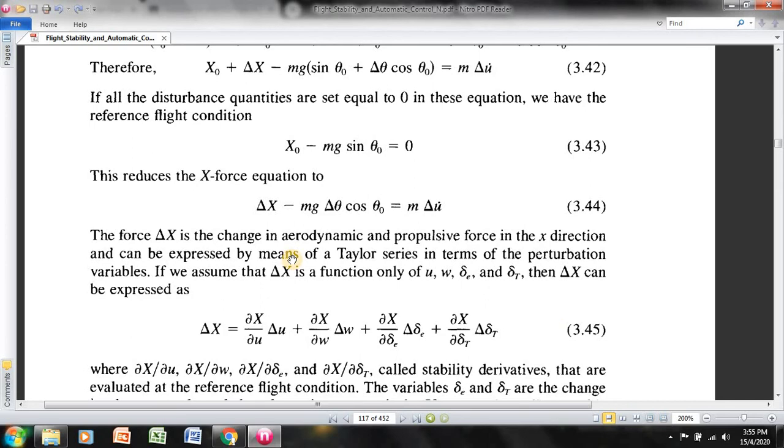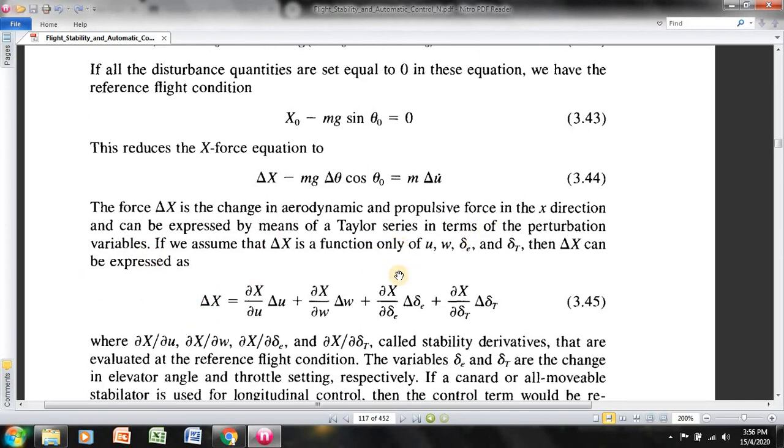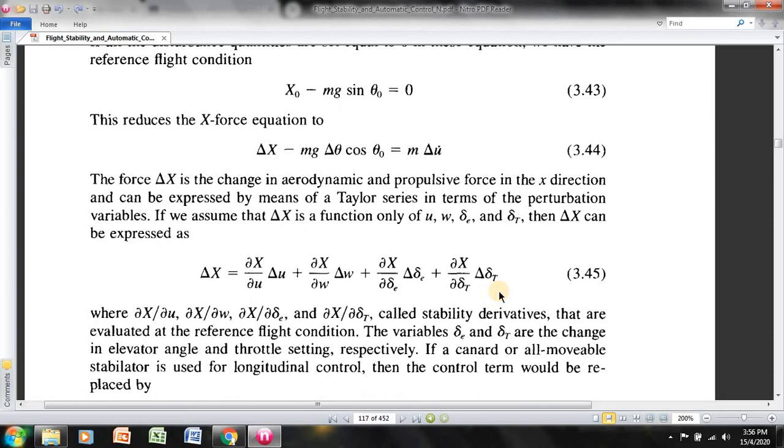Okay, so we don't want to know what is the original x naught. No, we don't want to know. What we want to do is to expand this perturbation of x, disturbance of x. Okay, so in terms of perturbation variables, so these are all the variables. Okay, so meaning that the x force can change because of the change of u, forward speed.